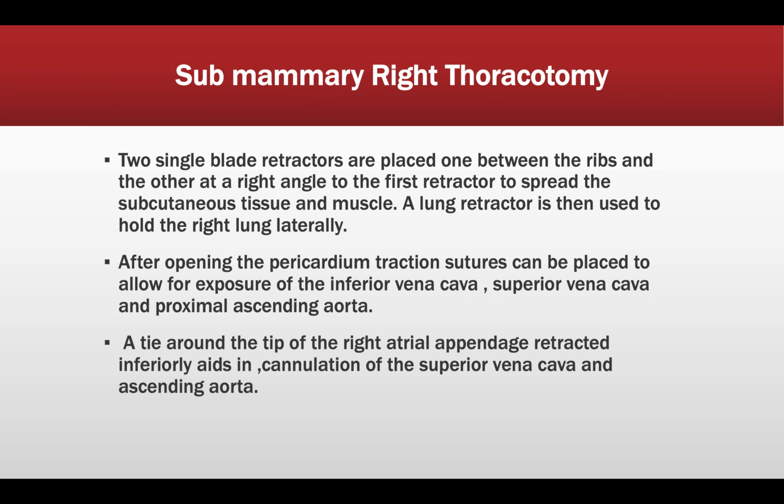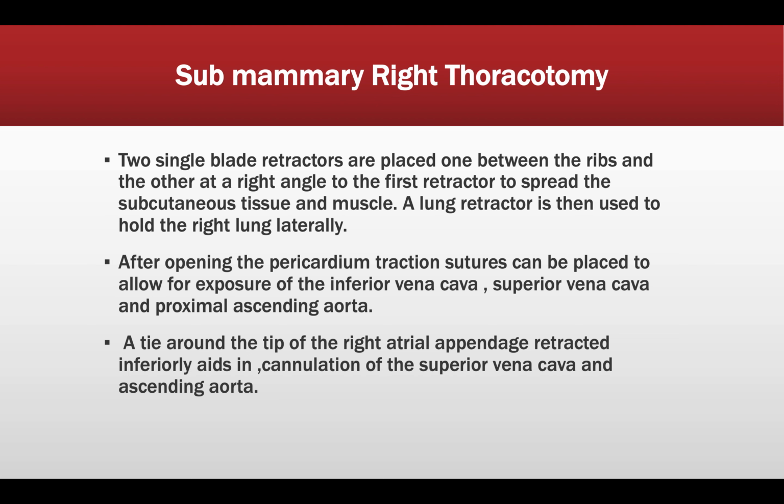What is the submammary right thoracotomy? Two single blade retractors are placed between the ribs, and the other at a right angle to the first retractor, to spread the subcutaneous tissue and muscles. After that, the lung retractor is used to hold the lungs laterally.